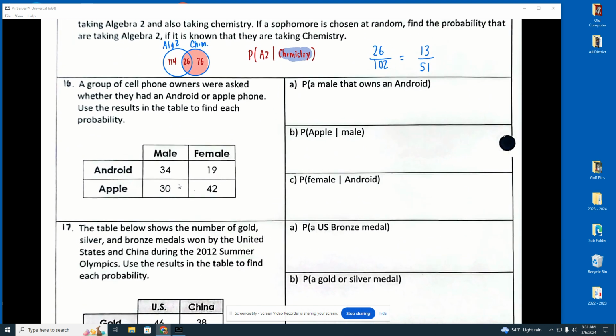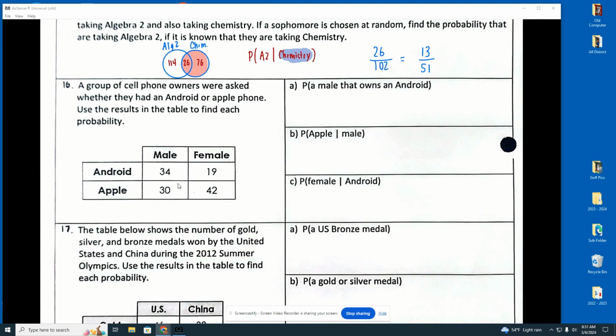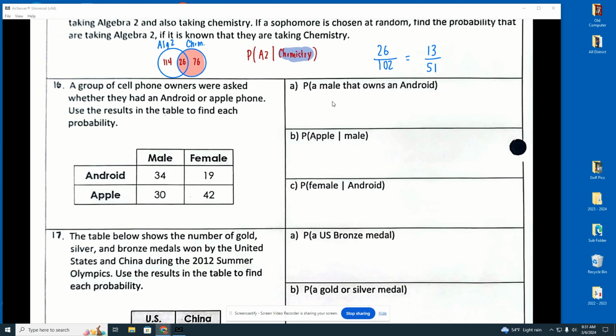The last two of these are conditional probability, where we're using these charts to the left. So let's start with 16. It says, what's the probability that a male owns an Android? See, there's no condition here, meaning there's no zoom in. So my zoom in is the whole set of data. If you calculate all this, 34 plus 30 plus 19 plus 42 is 125 people. So this problem, my zoom in is the whole data, 125 people.